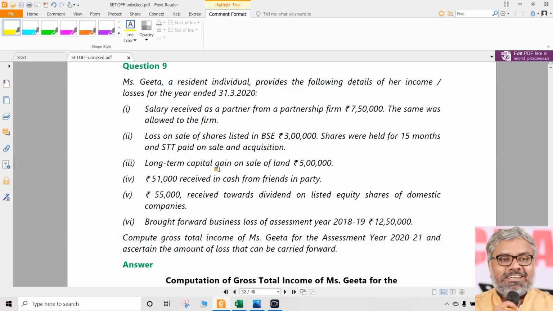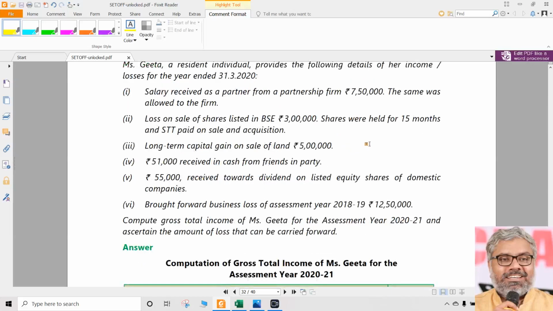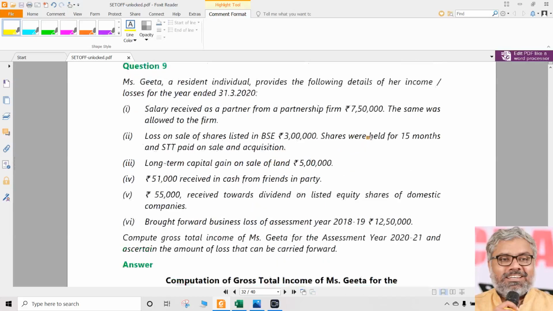And after carrying forward, there is no way there can be any inter-head adjustment except unabsorbed depreciation. That is not a carry forward provision. We need to understand unabsorbed depreciation is still section 32. It is not related to set off provisions. It is a different section altogether. So keeping those provisions in mind is an important aspect. Now let us move on to this question number 9.